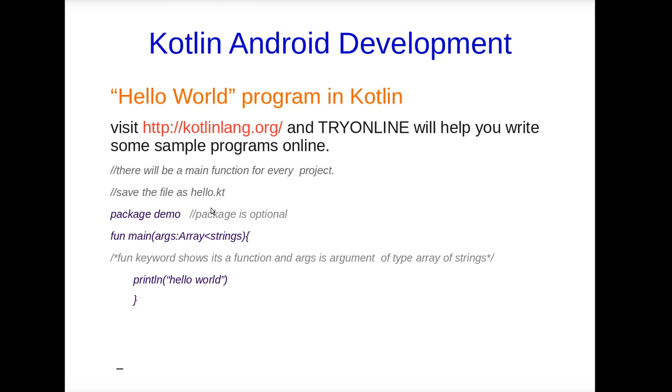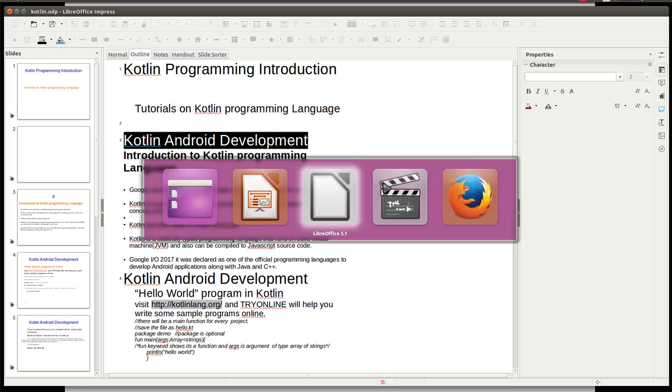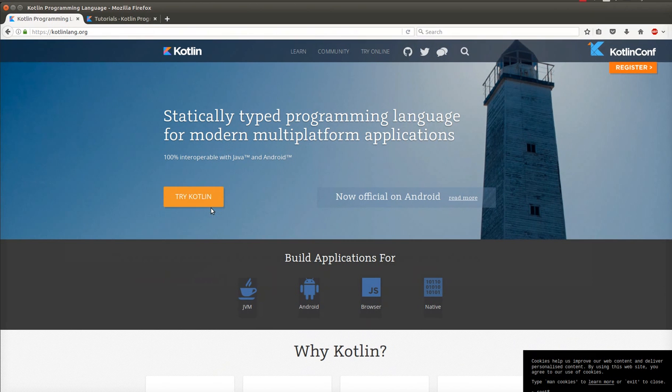We are going to write our first program, Hello World, in Kotlin. In my previous video you can see how to install Kotlin in Ubuntu so that you can work from the command line. But in this video we are going directly to the Kotlin official site. There we have an option, Try Online, Try Kotlin.